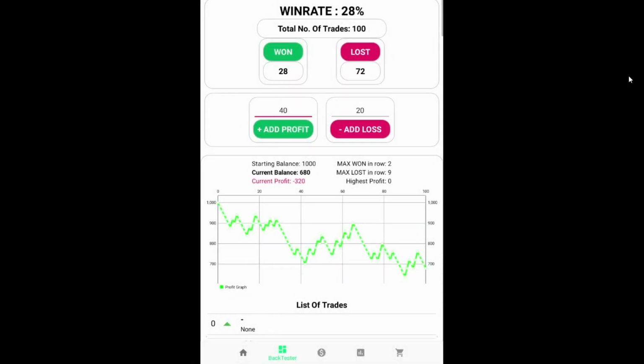Unfortunately, the results of our backtest were not very promising. The strategy had a win rate of just 28%, which is well below the level many traders consider acceptable. Additionally, the account balance decreased by 32% over the course of the backtest, which is a significant loss. In total, there were 28 winning trades and 72 losing trades. The maximum number of wins in a row was just 2, and the maximum number of losses in a row was 9. These results indicate that the strategy was not able to consistently generate profitable trades, and it would likely be difficult to recover from such a high number of consecutive losses.